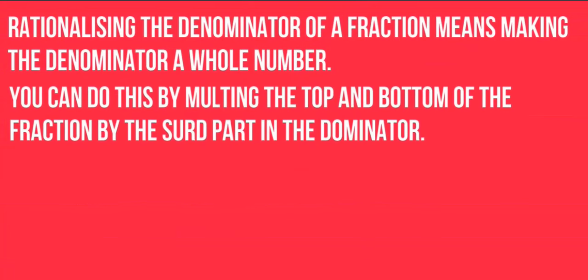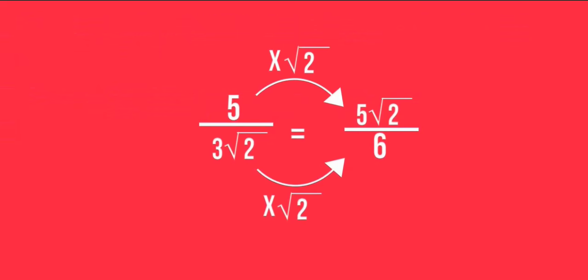Rationalizing the denominator of a fraction means making the denominator a whole number. You can do this by multiplying the top and bottom of the fraction by the surd part in the denominator. Here's an explanation.